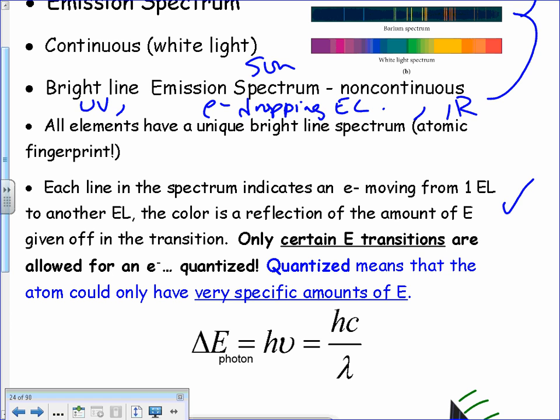Okay, because the Bohr model suggests that there are set pathways for the electrons. That set pathway has a set amount of energy, and since they have a set amount of energy, there's a set amount of energy that can be emitted when the electron drops. So we call that quantized. We just have a term for it. That's an easy question to get right on multiple choice if you know what the word quantized means.